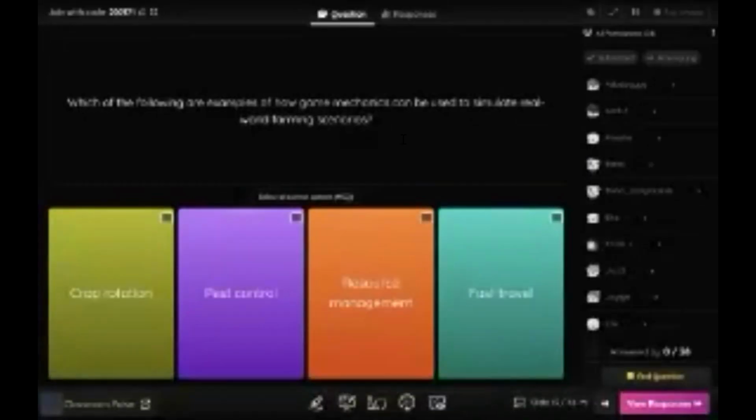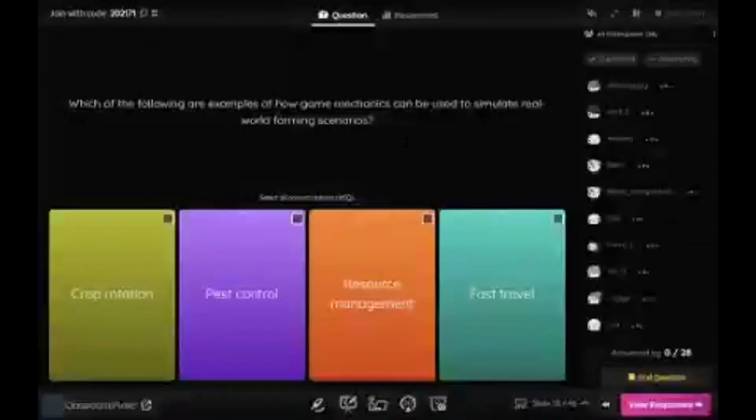These are several game mechanics that might be used to simulate real-world farming scenarios. So which one do you think can be simulated in gamification?